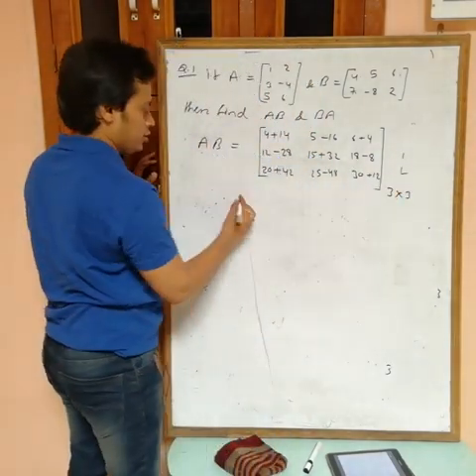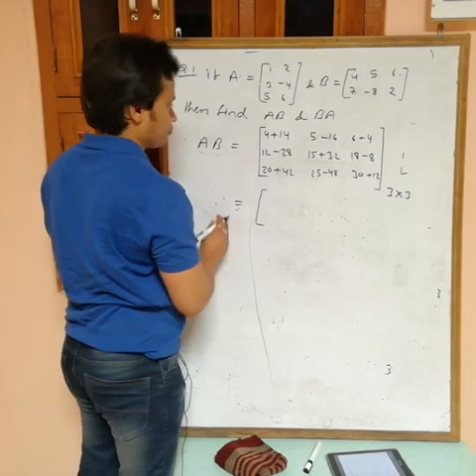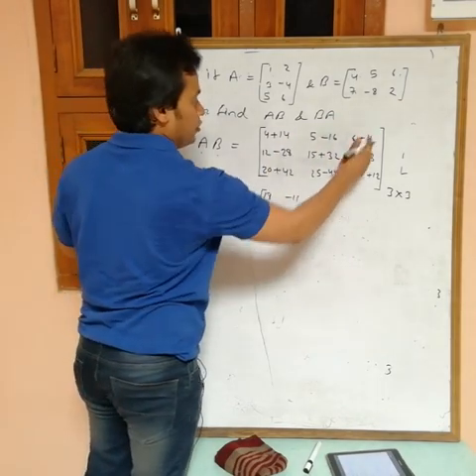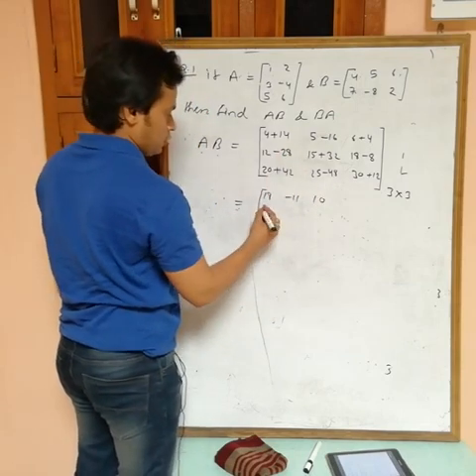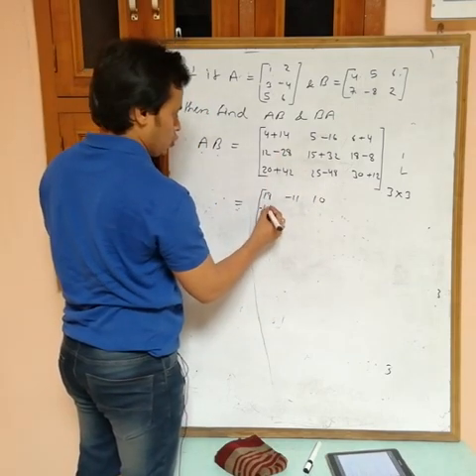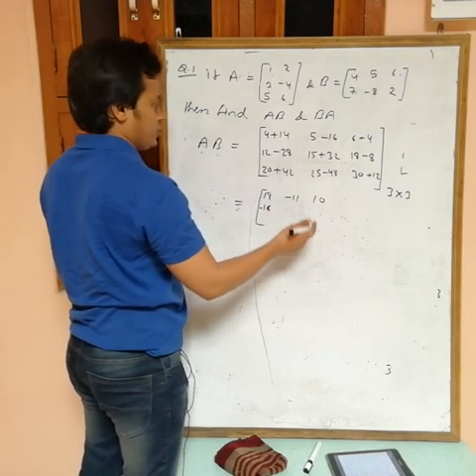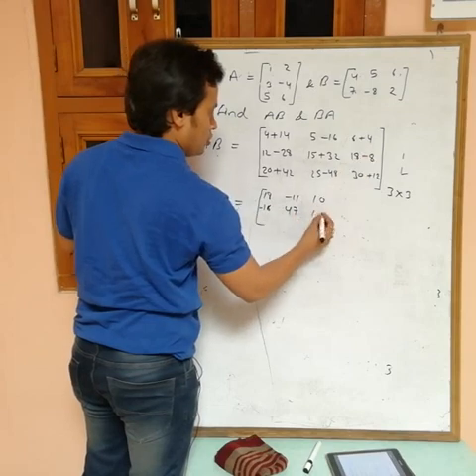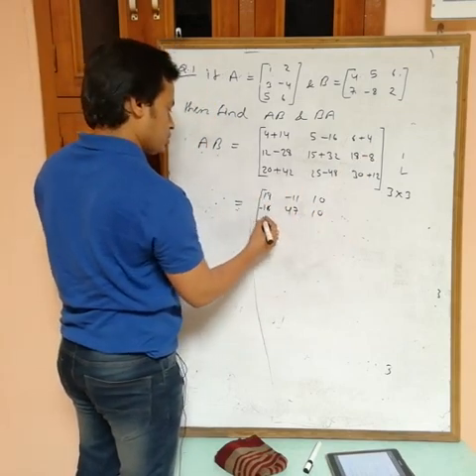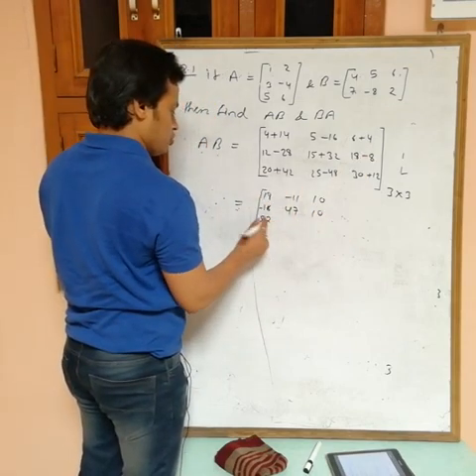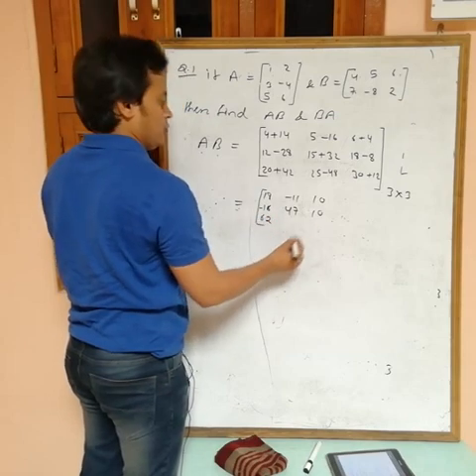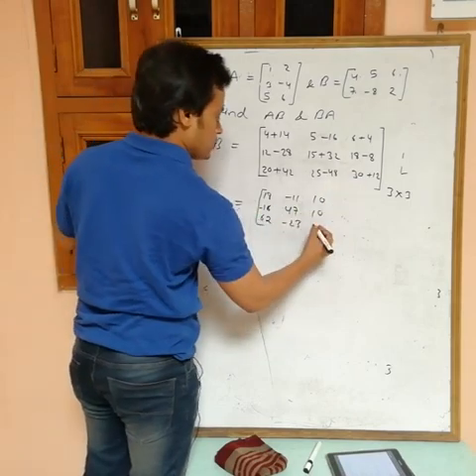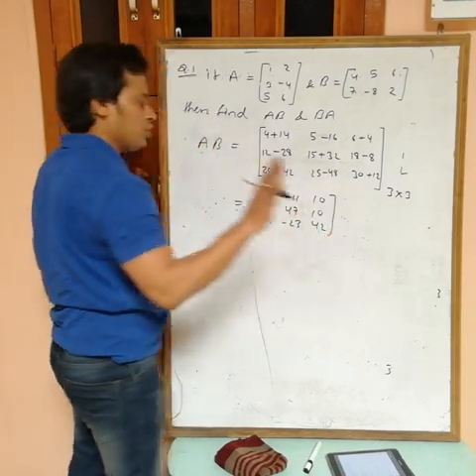Okay, I am writing here. This one is 18, then minus 11, then 10, then minus 1, 6. Okay, now take the calculation. And this one is 47, 10. Wow. And this one is 62. Okay, now this one is minus 23, and this one is 42. Okay, so this is AB.